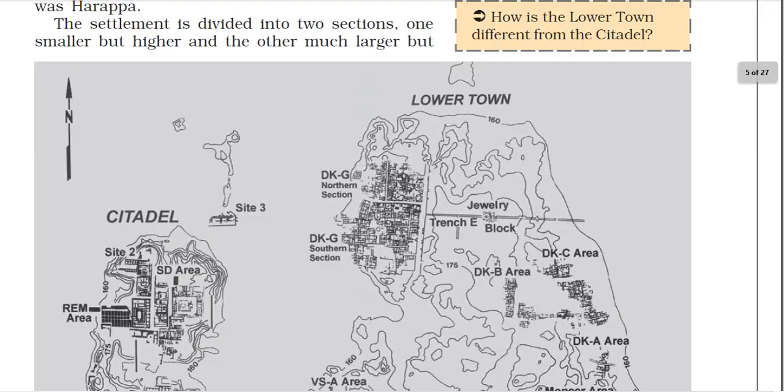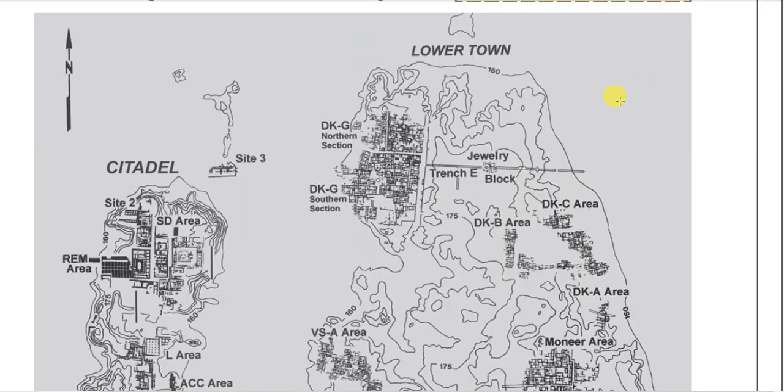It was divided into two sections. If you can see the map of Mohenjo-daro, there is one called the Citadel and the other is the lower town. As you can see, the Citadel is elevated and smaller. It is smaller than the lower town, and the lower town is larger. It is properly walled, and it is at a distance from the Citadel.